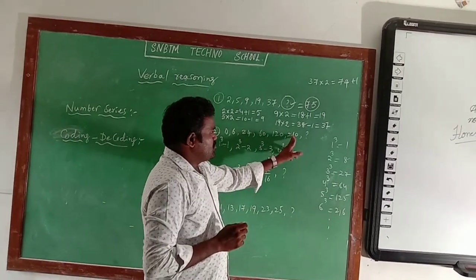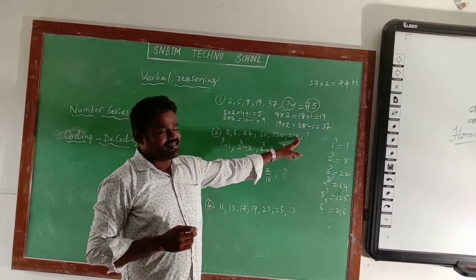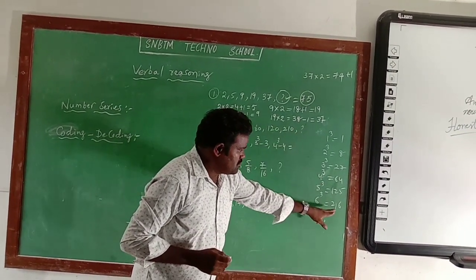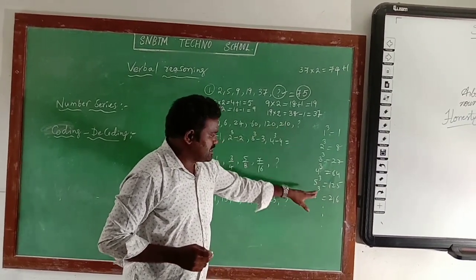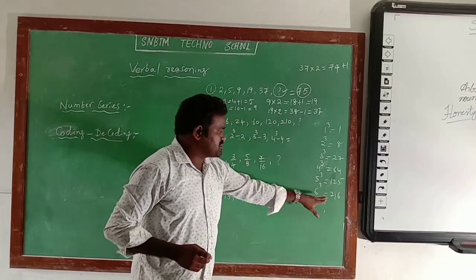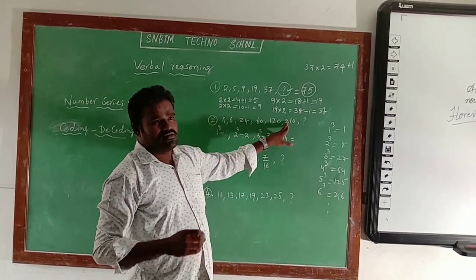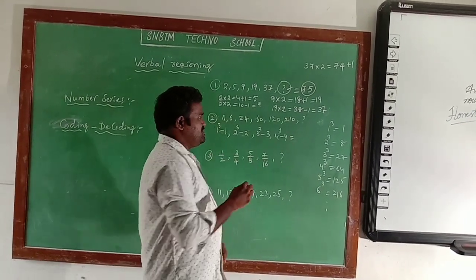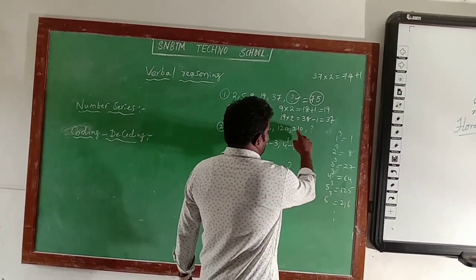So for 210, last number 210, this is actually 6 cube. So 6 cube minus 6. 6 cube value is 216. So 216 minus 6, how much? 210. So what is the next number?